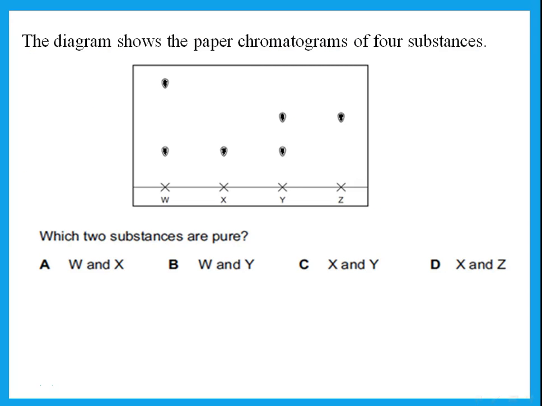Okay, the diagram shows paper chromatograms of 4 substances. Which 2 substances are pure? For a substance to be pure, we said it contains only one substance, not more than one. So to find out which one is pure, you're looking for something that gave you only one spot. So which one gave you one spot? X gave one spot and Z gave one spot. So my answer is D.